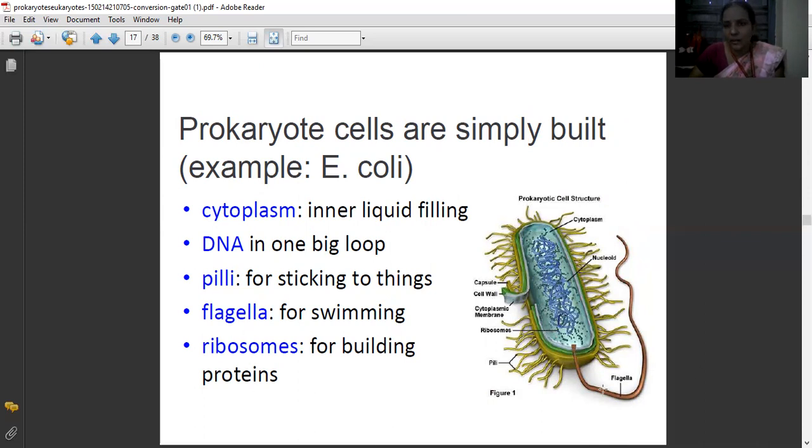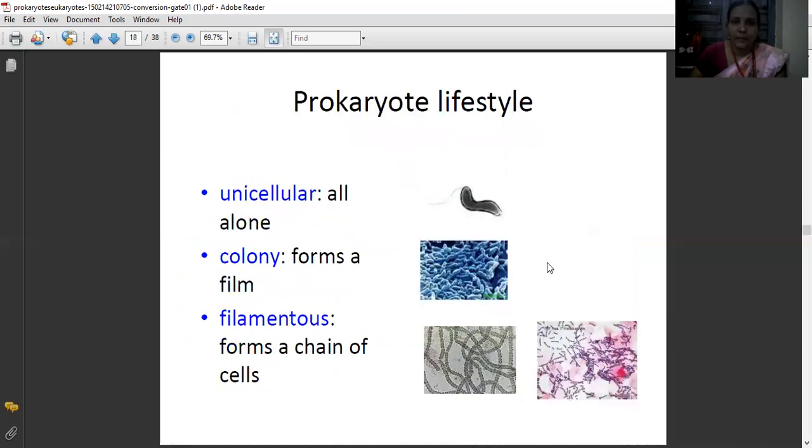Flagella is a long hair-like structure. Single structure is present attached to the cell membrane and attached to the cell wall. The function of this flagella is for swimming. Then cell organelle, ribosome is present. राइबोसोम का फंक्शन आपको पता ही है. What is the function of ribosome? It is said to be a protein factory और protein synthesis में वो काम में आता है. Then प्रोकैरियोटिक लाइफस्टाइल कैसी है?